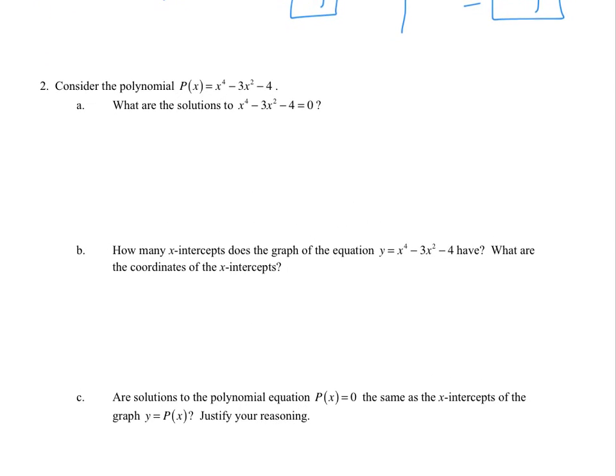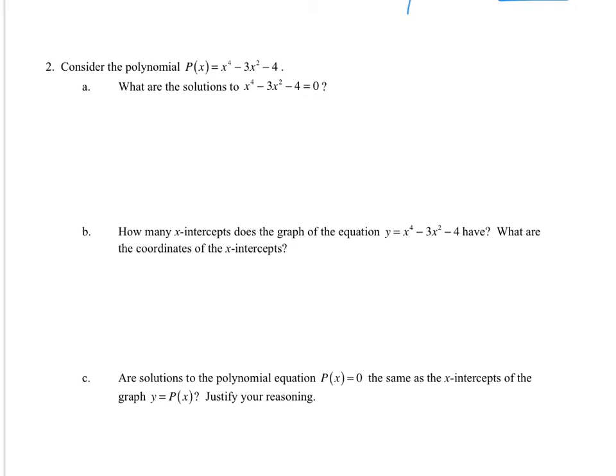Consider the polynomial x to the 4th minus 3x squared minus 4. What are the solutions to this polynomial? All right, well now, let's think about this. Hopefully you were told in your algebra days that the highest exponent tells me how many solutions I'm supposed to have. Well, let's take a look at my highest exponent. It's a 4. So I should end up with 4 solutions.